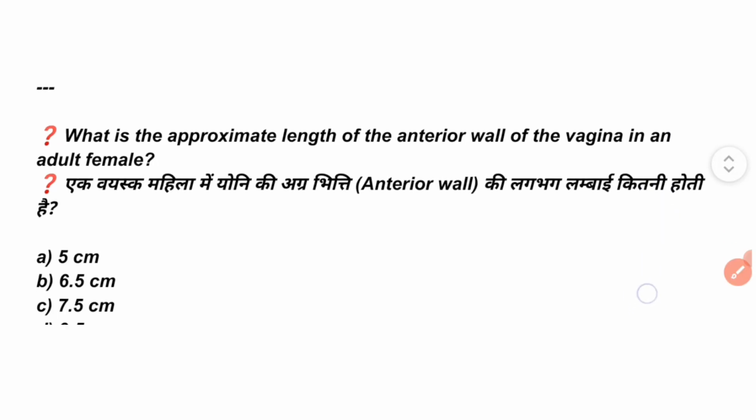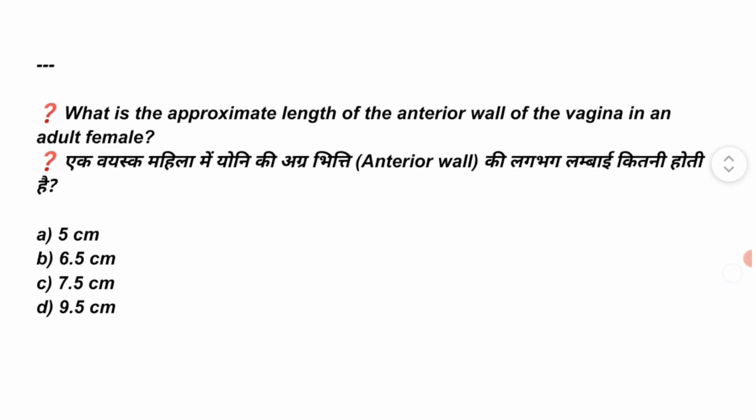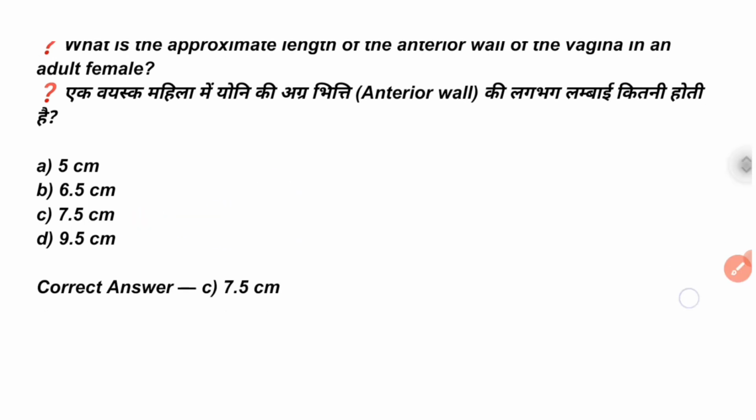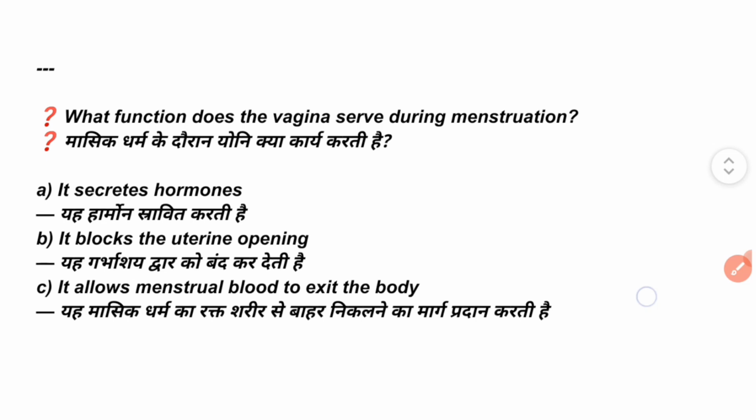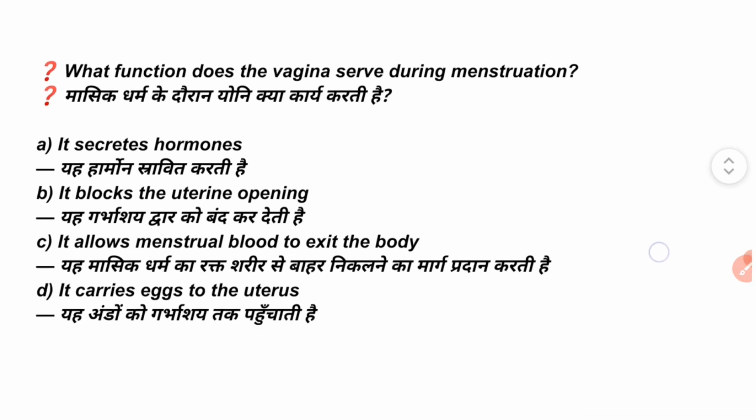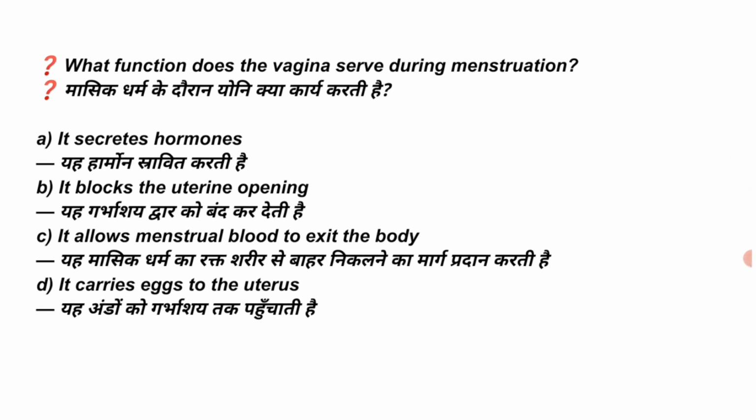Next question. What is the approximate length of the anterior wall of the vagina in an adult female? The right answer is option C, 7.5 cm. Next question. What function does the vagina serve during menstruation? The right answer is option C. It allows menstrual blood to exit the body.